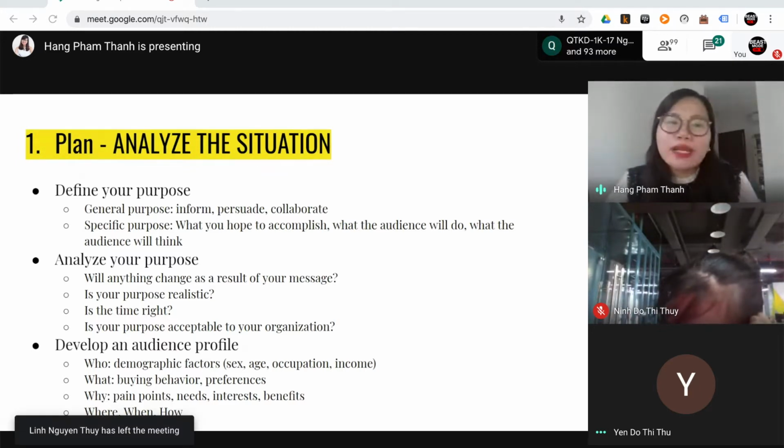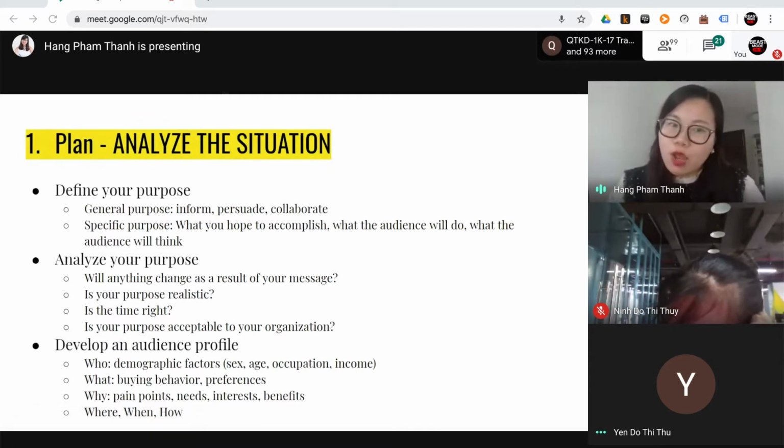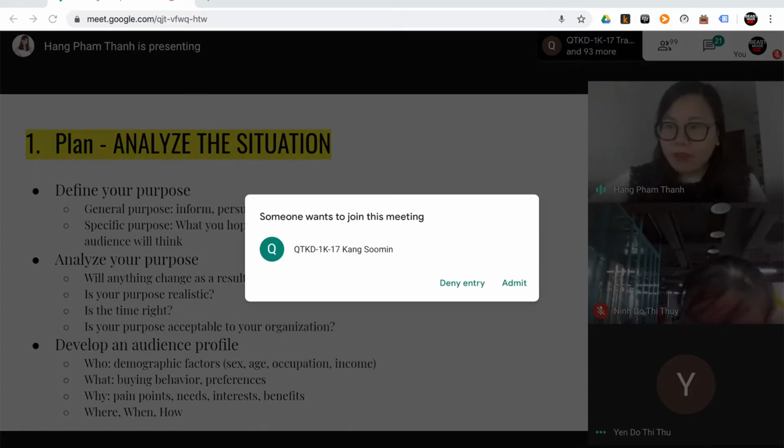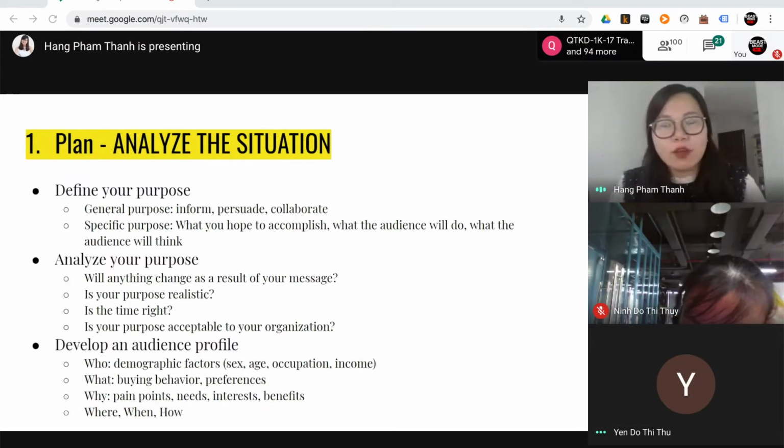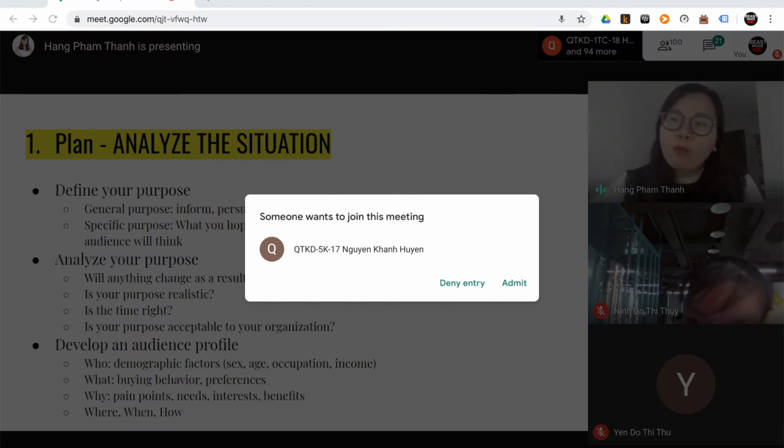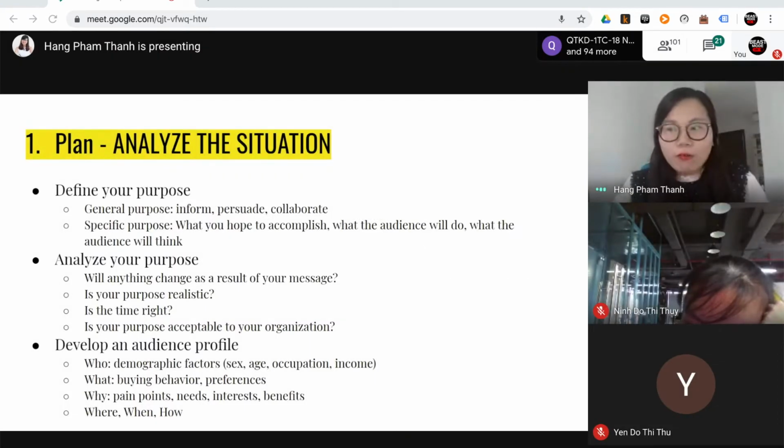And to understand the audience, you may also want to ask where they are, their location, when they will receive your message, and how they will receive your message. For example, if your audience will read your message in a printed magazine, it will be very different from them reading your message on a mobile device, right? When they read your message on a mobile device, how should you change the message to match the audience?